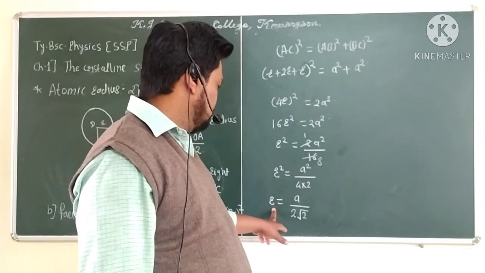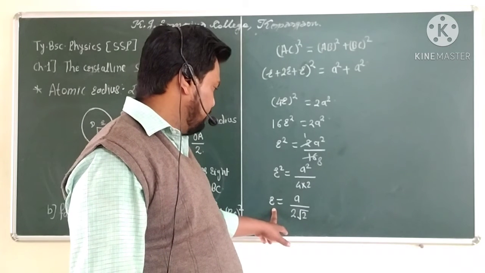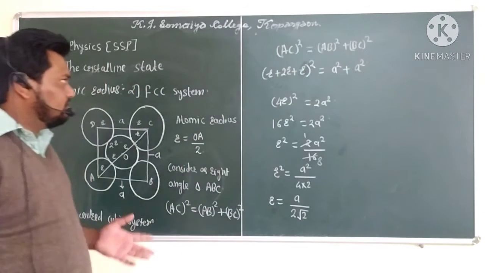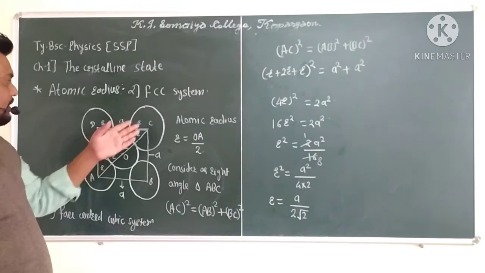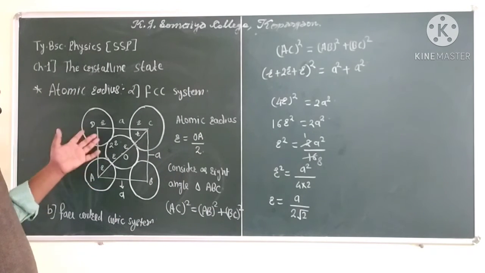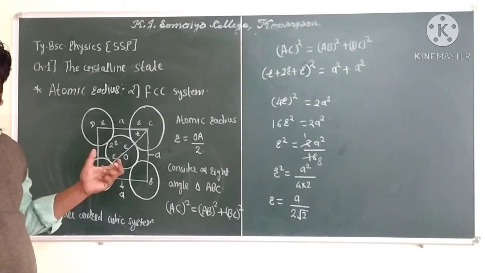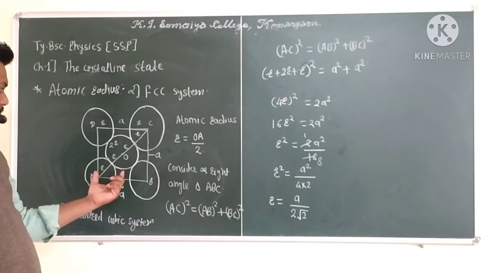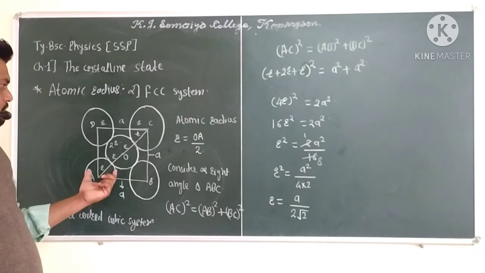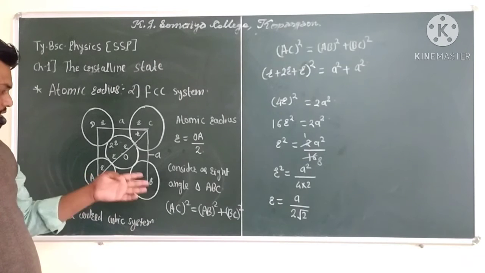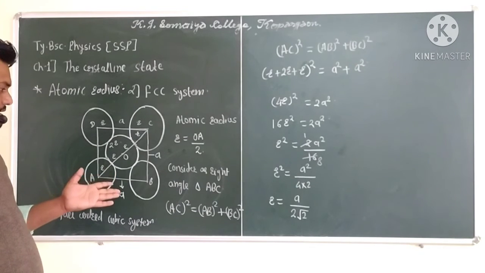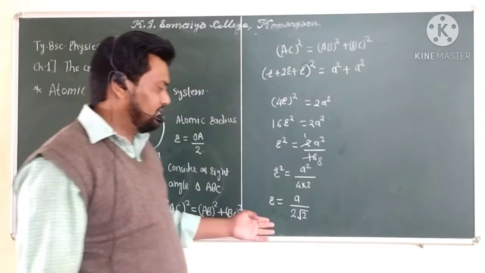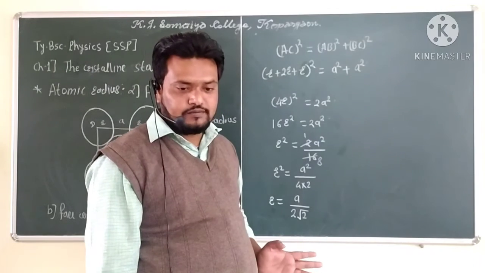So this is the atomic radius of the face centered cubic structure. So once again, to summarize this point: in this FCC structure, the atom which is located at the corner of each side, R is equal to OA by 2, that is the half distance of the neighboring atoms, and according to the right angle triangle and the Pythagoras theorem, this relation will become, and this radius we have to calculate here.